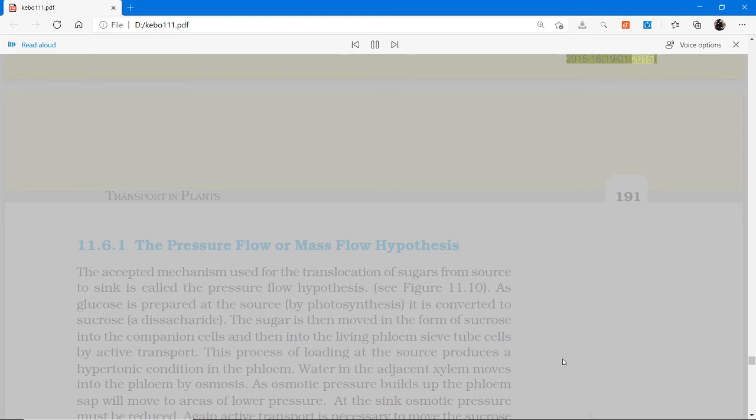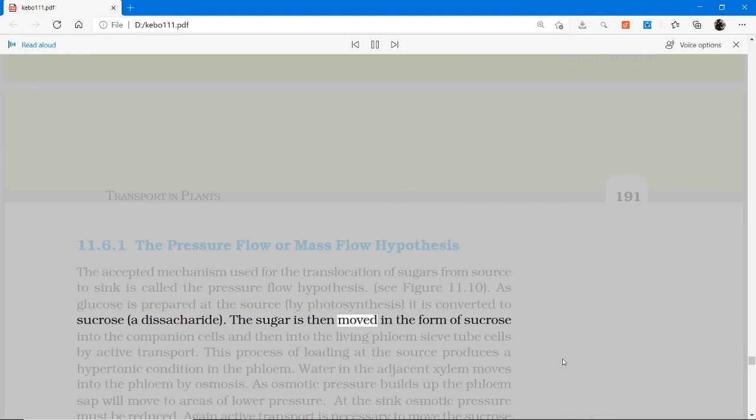19/01/2015. Transport in plants. 11.6.1 The pressure flow or mass flow hypothesis. The accepted mechanism used for the translocation of sugars from source to sink is called the pressure flow hypothesis. See figure 11.10. As glucose is prepared at the source, by photosynthesis, it is converted to sucrose, a disaccharide.